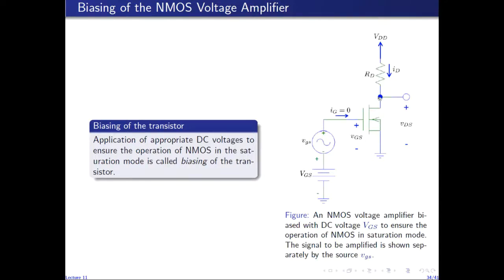So the bias point, which is the combination of the DC component of the drain current and the DC component of the drain to source voltage, is the response of the device to this DC voltage VGS. So the bias point, which is the DC value of ID and VDS, is found by killing this small signal source VGS. That is by observing the response of the device to this capital VGS.